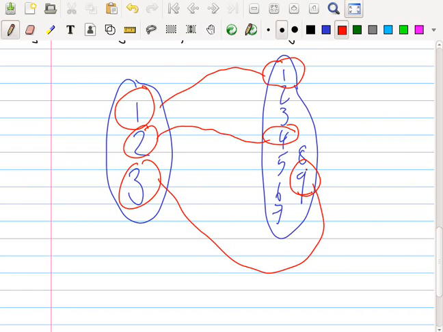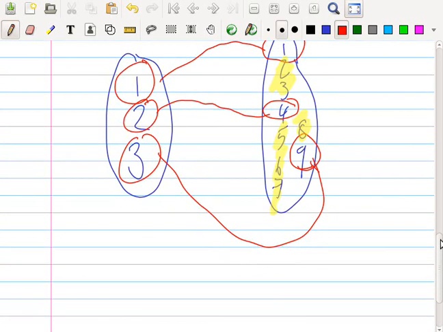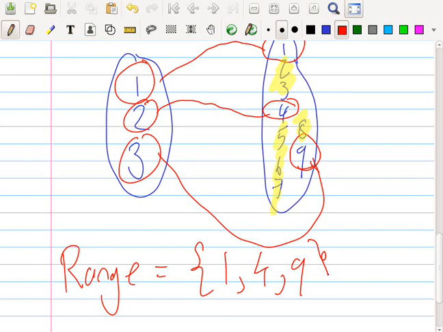Now, what I'm trying to show you here is that sometimes it happens that you don't use all your numbers in your codomain. You see these numbers here? They're not used. They're unused. 1 to 1, 2 to 4, 3 to 9. I didn't use all my numbers here, did I? So we need a new word to describe the numbers you do use, and that's the range. Here we say the range equals 1, 4, 9.